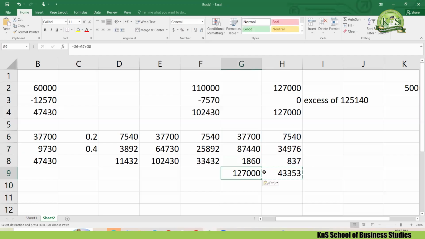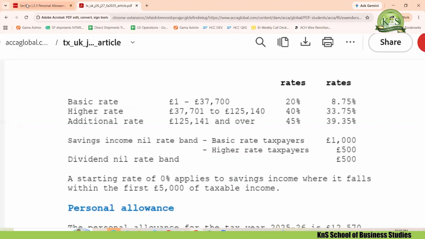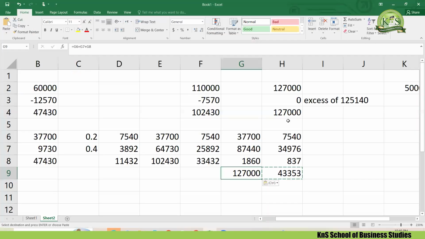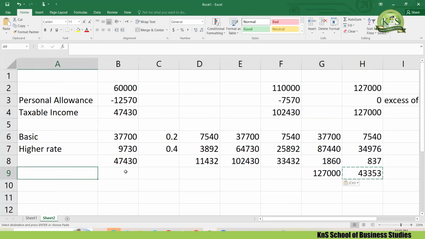See, all together completed. Now let's check with the ACCA solution as well. So how have they done it? See, 12,570, they subtracted that all, and they got 7,570. So they have stopped the working at taxable income. But what have we done? We have also found out the similar thing, and I have done another step. I have found out the income tax liability as well. So this is the income tax liability.